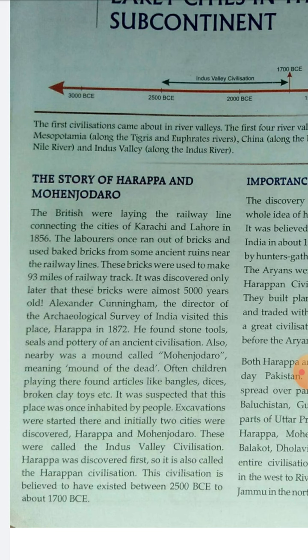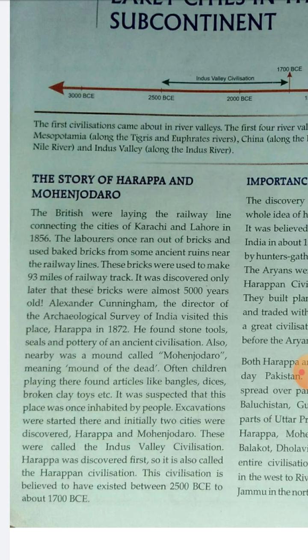Excavation is to dig out the earth to find out about history. Excavations were started there, and initially two cities were discovered. Which two cities? Harappa and Mohenjo-daro. These were called the Indus Valley civilization. Harappa was discovered first, so the other name of the Indus Valley civilization is the Harappan civilization also.